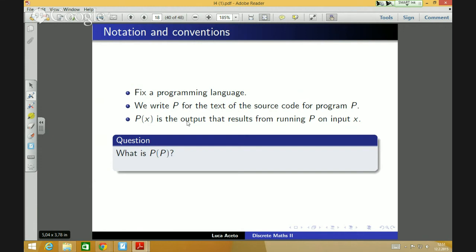Now, what is P fed with P? One of your colleagues is saying it's endless. Well, it depends. What this means is that we actually feed the program P with the string that describes the program. So we feed P on its own source code.